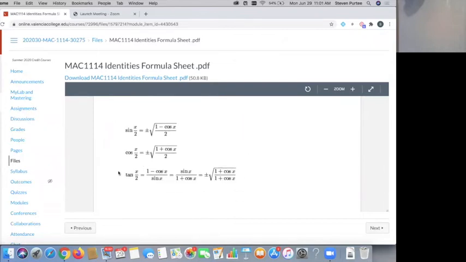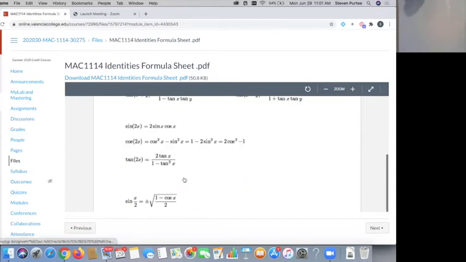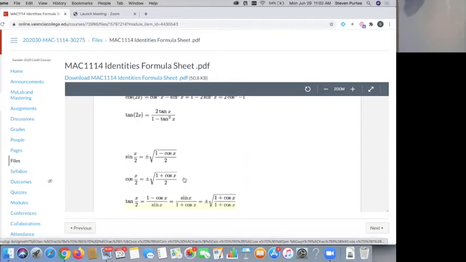Similarly, these are our half angle formulas. And for tangent of x over 2, we have three different ones we can use. I tend to use this one in the middle. Okay, so let's talk about these. Let's talk about half angle formulas.